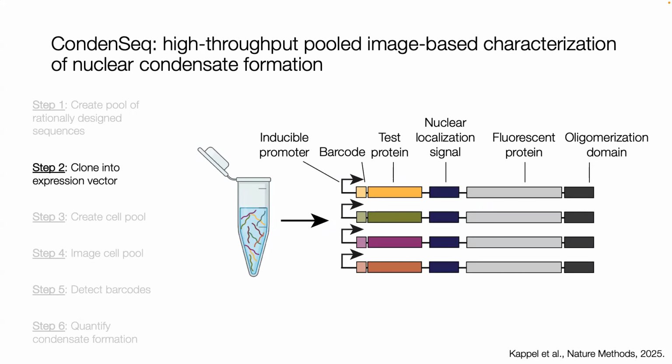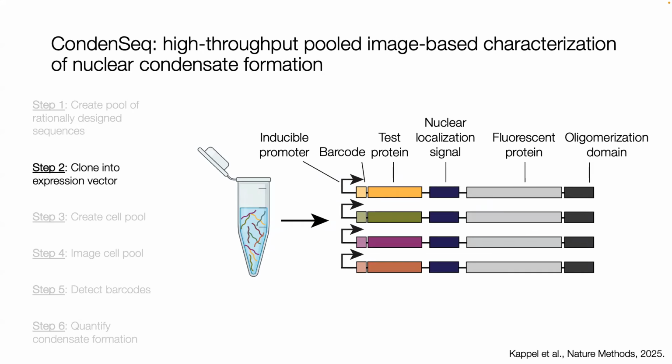We then clone these DNA sequences encoding the proteins into an expression vector that contains a few essential components. First, an inducible promoter, which enables us to control the timing and level of expression of these proteins. Then for each test protein, we have a barcode sequence, which is just a unique DNA sequence, which will uniquely identify each test protein. We have the test protein itself.